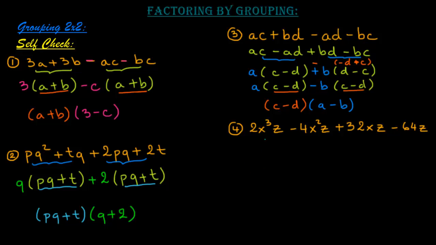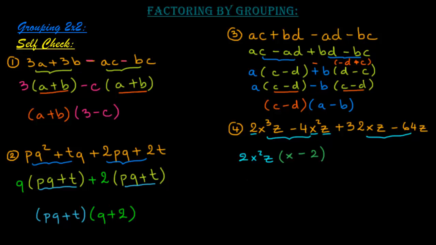Now we do grouping 2 by 2 for problem 4. The common factor of the first two terms: we have 2 in common, and x squared in common and z in common. So we factor out 2x squared z, leaving us inside with 2x cubed z, you pull out 2x squared z, so leaves me 1x inside. Negative 4x squared z, we pull out 2x squared z, leaves me with negative 2. That's it, negative 2.